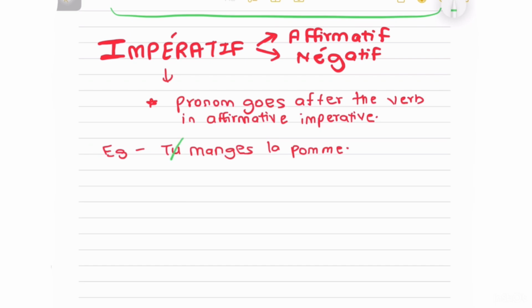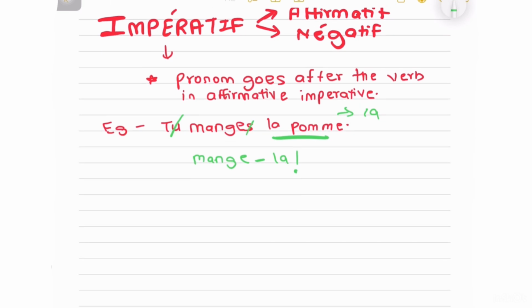Okay, so first thing, cut off the tu. Second, remove the s. Why? Because it is an ER verb conjugated with tu. That's what our rule says. So you're left with mange and la pomme becomes la. So you get mange la. Okay, so you're going to place the pronoun after the verb. Another thing is that a hyphen is going to be placed between the verb and the pronoun.